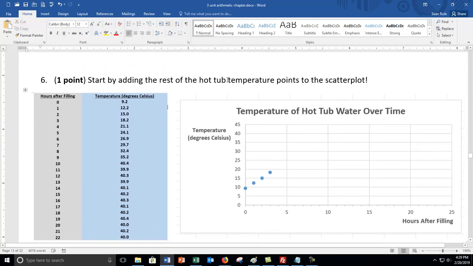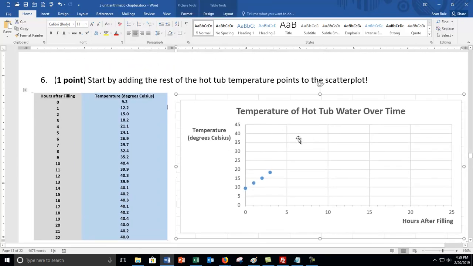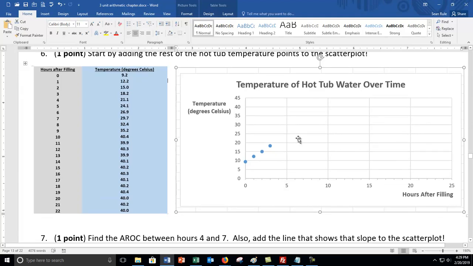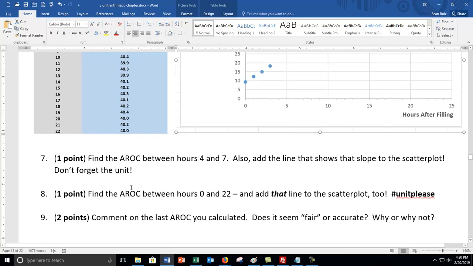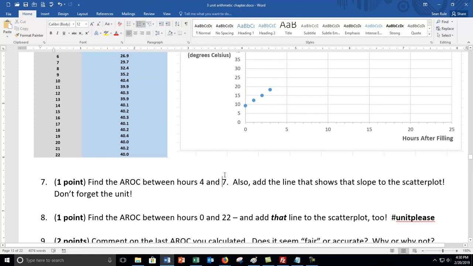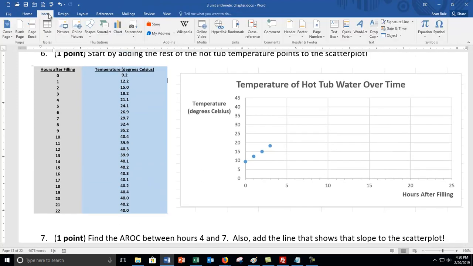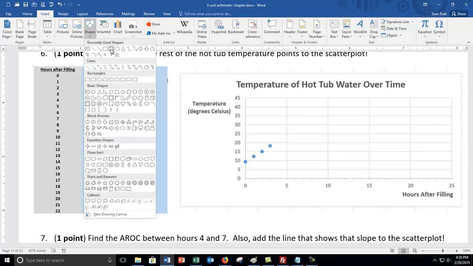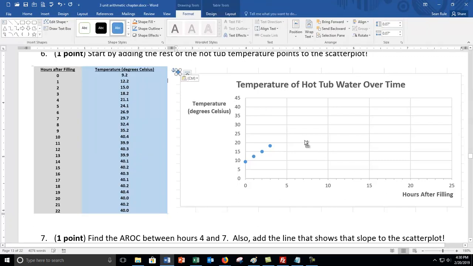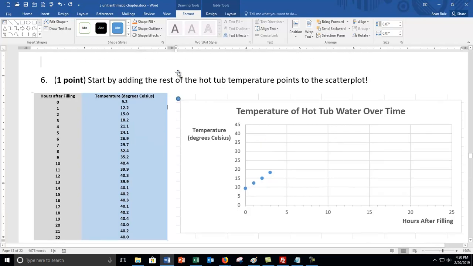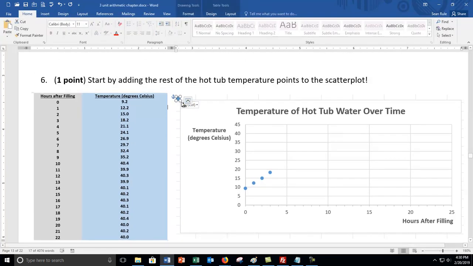Start by adding the rest of the hot tub temperature points to the scatter plot. I'm not going to do all of that in here, but I will do a couple of them. I'm going to do the ones I asked you to do down here, because we actually did these in class today, so I'm going to do 4 and 7. I'm going to insert some shapes that are circular, and see if I can make some point-sized things. So we're going to paste a point for hour 4. Hour 4 is 21.1 degrees.